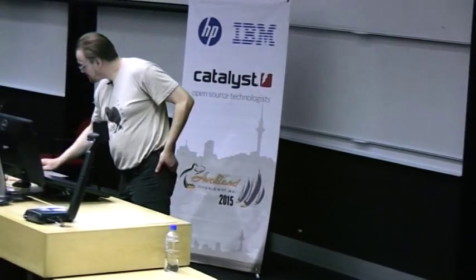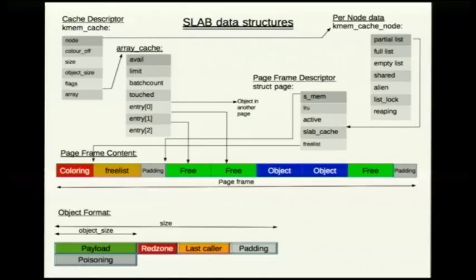And I hope I have the same thing for SLAB here. I think I've omitted something, because otherwise it gets too complicated. The details on the free list are not here. So the object format is different here in SLAB. You have the payload, and if the object is free, then the object is not being touched, because at the beginning of the page frame, you have a free list. We have a table of all the free objects.